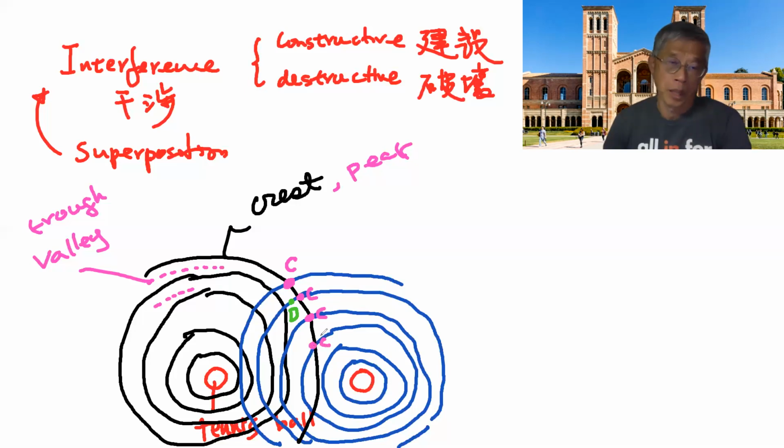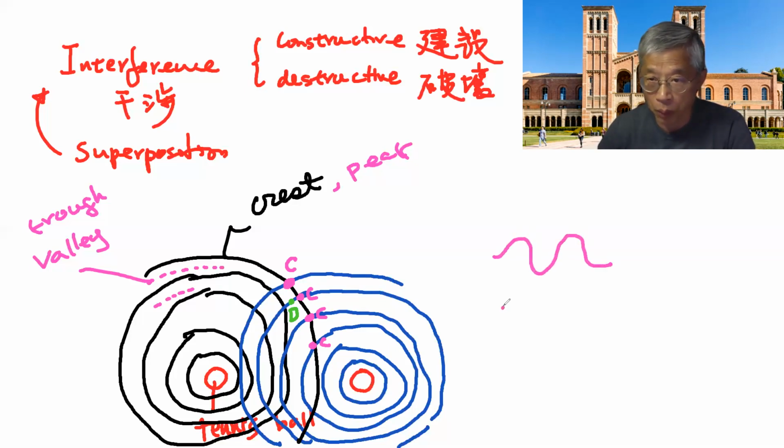If you have one wave and another one that's in the same phase, as we studied before, then together they will become bigger, bigger in amplitude.